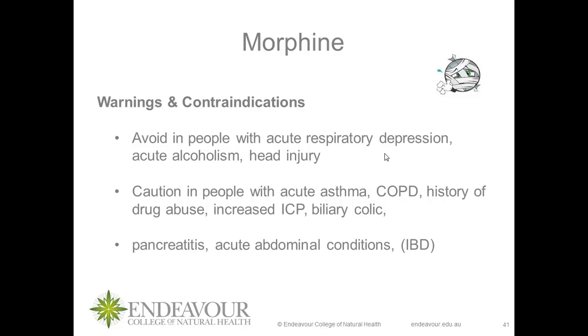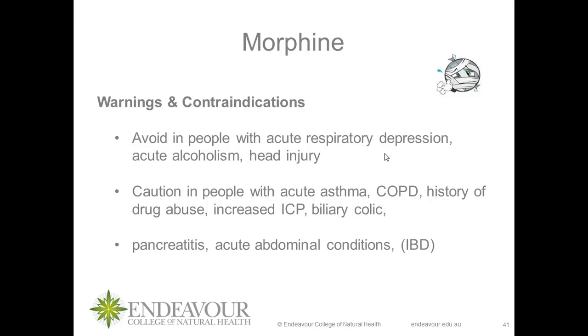Once again, caution in people with acute asthma because of the histamine release, similarly with chronic obstructive pulmonary diseases such as emphysema. If a person had a history of drug abuse, of course you would use morphine with caution as the drug of choice for analgesia, and various other conditions that lead to pruritus. You would use morphine with caution because it also causes pruritus.